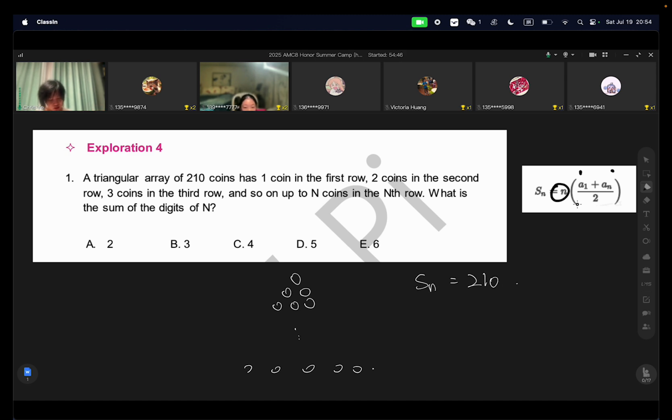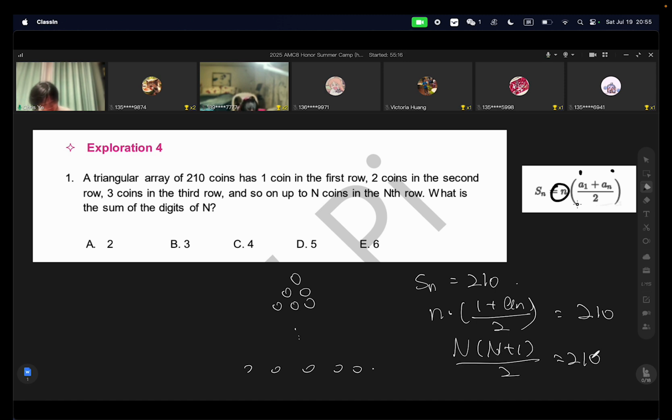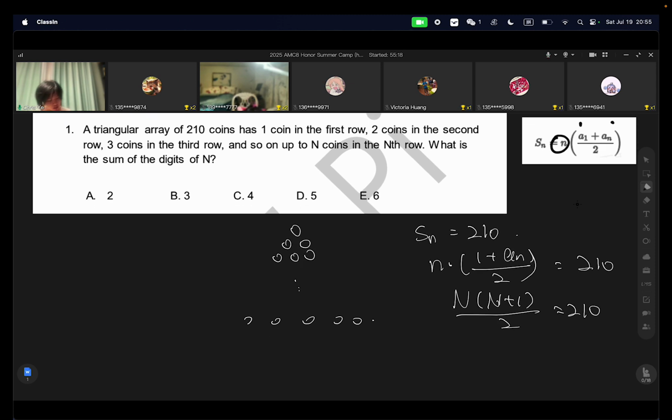We don't know what n is, but we know that the first term is 1, so that's going to be n times (1 plus an) divided by 2 is 210. By expanding this equation, we have n times (n plus 1) divided by 2 equals 210. So that means that n times (n plus 1) is 420.